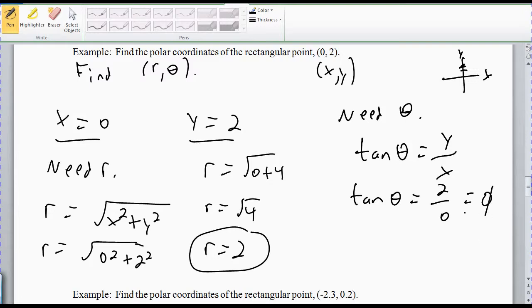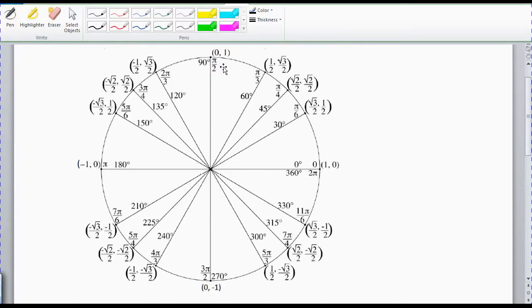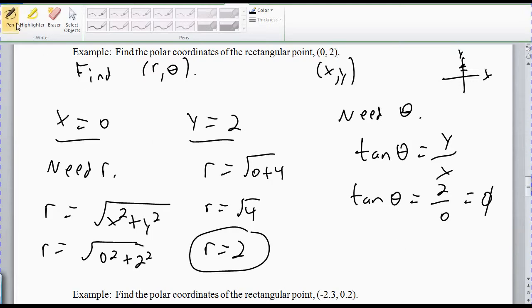So we have to ask ourselves, where is tangent not possible? Well, there's two places: on the positive y-axis and on the negative y-axis, and you know that because tangent's y over x, and 2 over 0 is impossible to do, so we have one there and one there. But since we plotted the point here, our theta, or our angle, is going to be 90 degrees or pi halves. So we're going to use pi halves, and that's our other part of the point that we need.